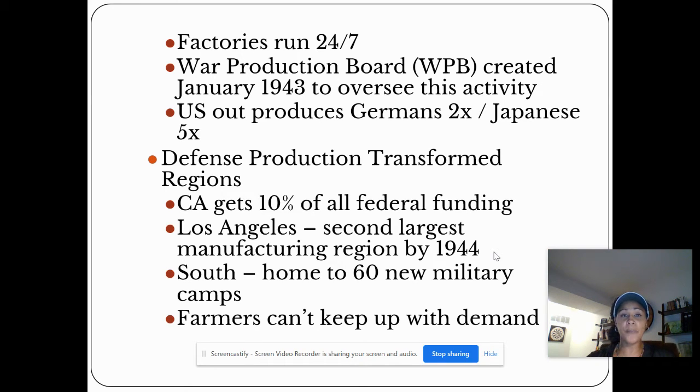California gets 10% of all federal funding. Los Angeles, second largest manufacturing region by 1944, and the South, home of 60 new military camps. All these new bases that came up, many of them came up around the 1940s. Farmers can't keep up with the demand. So now they're having to try to plant more, produce more, all that kind of stuff.